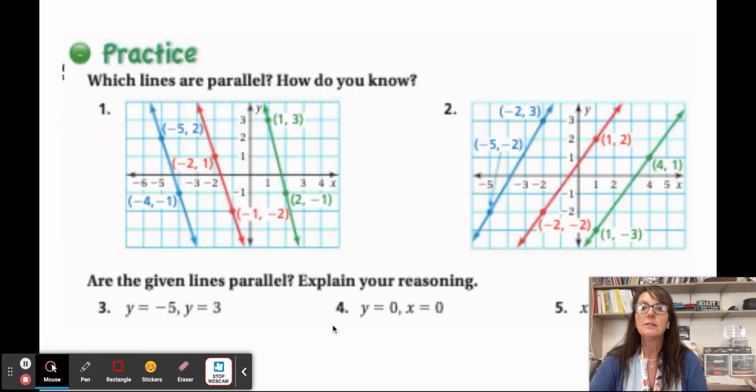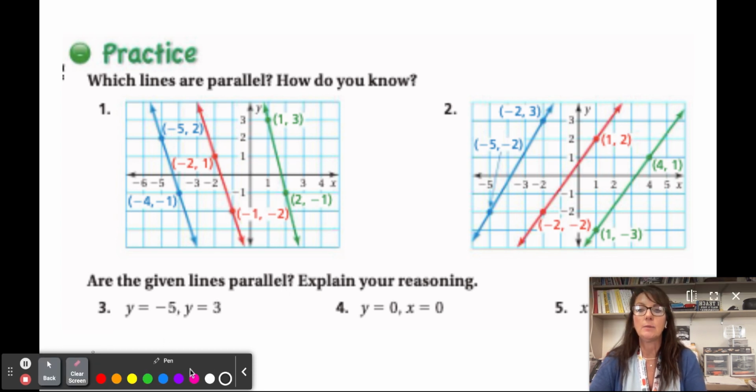All right, so we are going to try to determine which lines are parallel in this first example. It's great because in this video, you can see them in color. When they are black and white, like they are in your note packet, it becomes much more difficult. So kind of follow along.